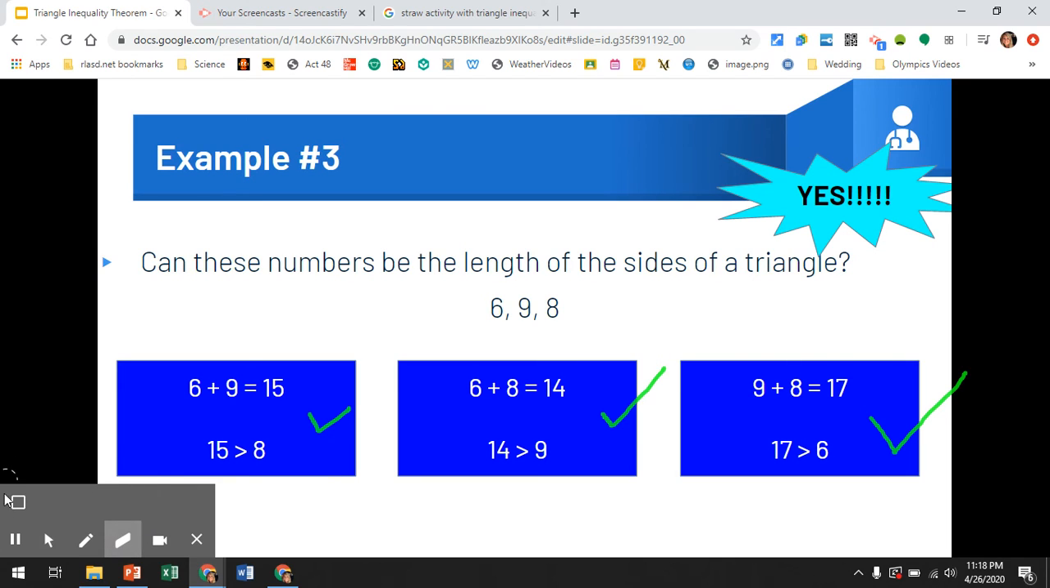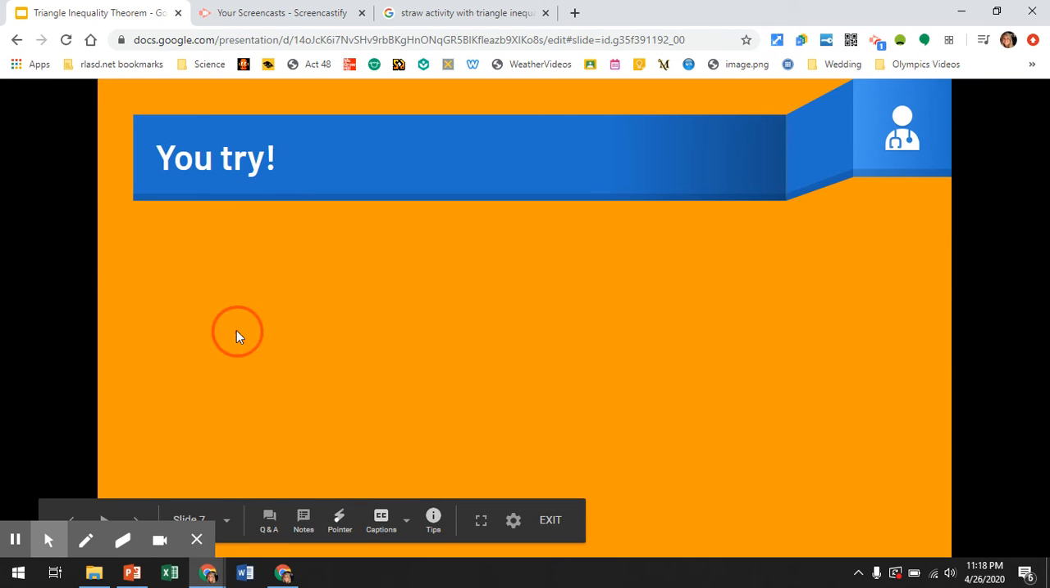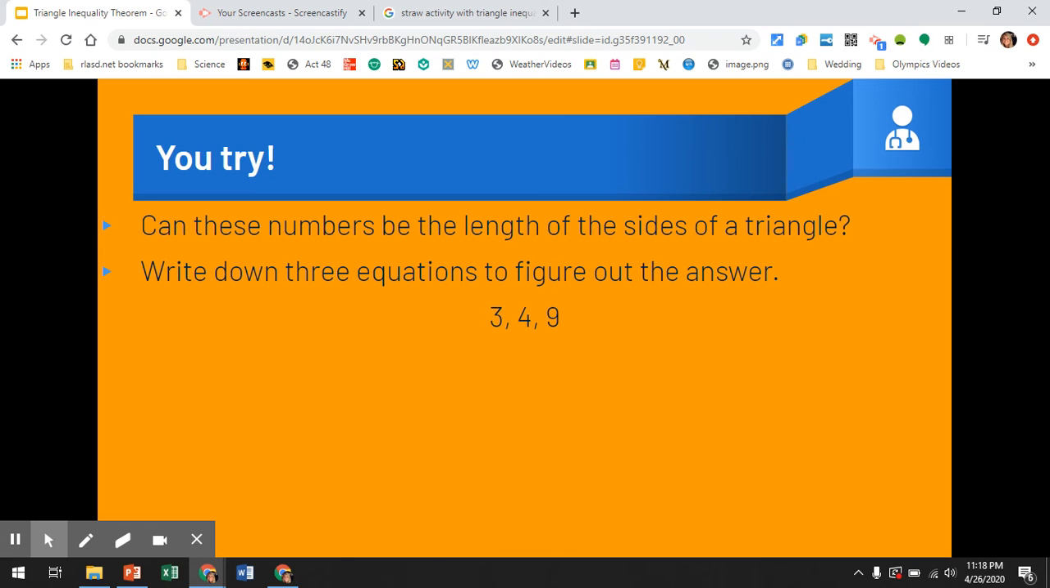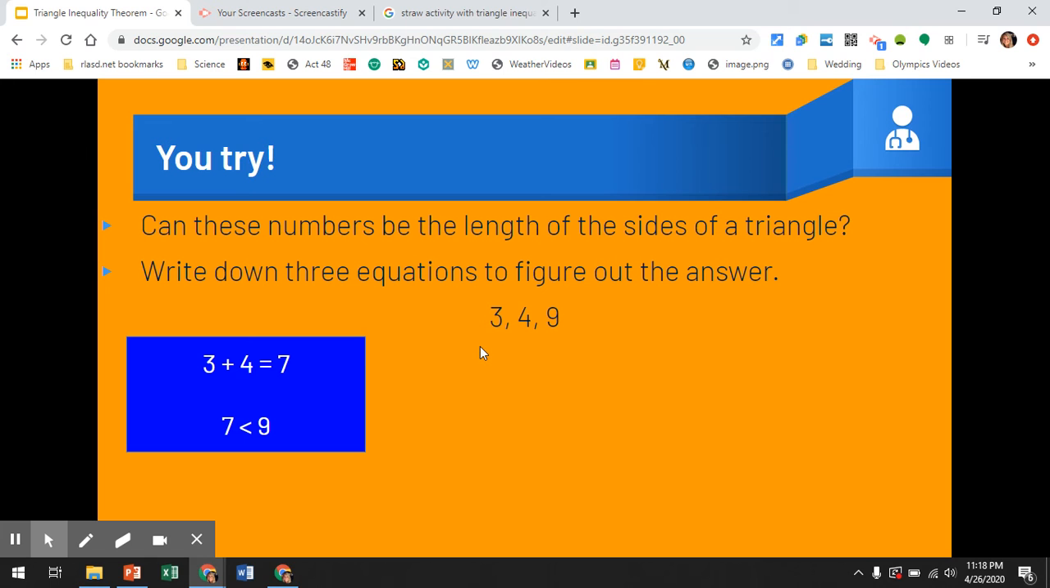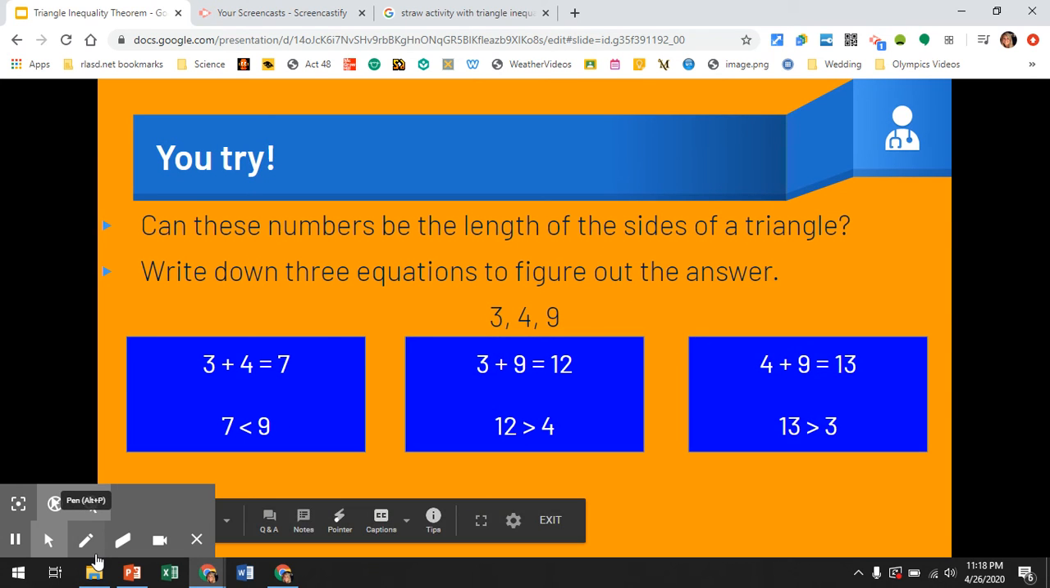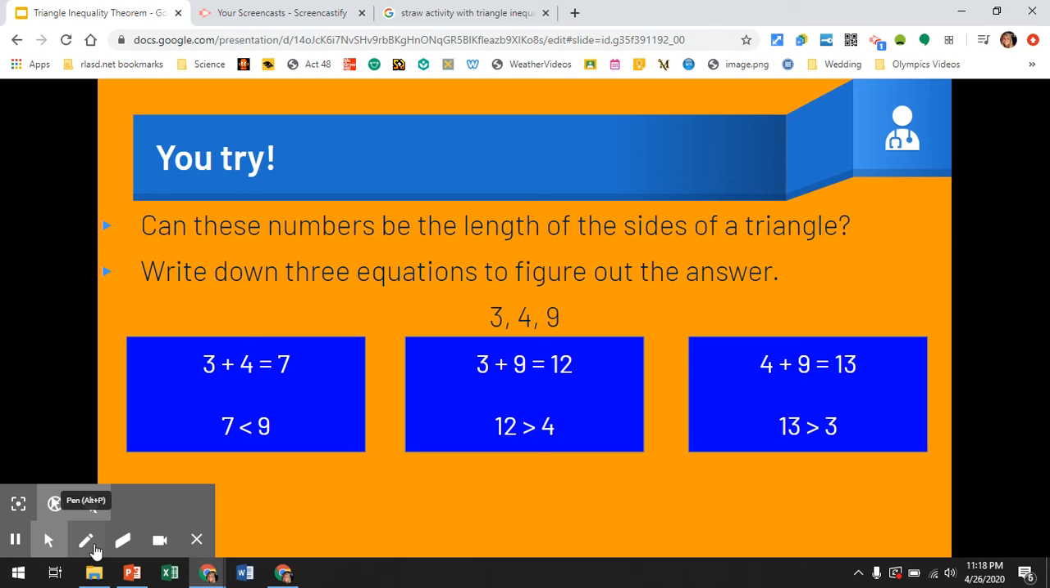Now that we've done 3 examples together, I'd like you to try this next one on your own. Can these numbers be the length of the sides of a triangle? You're going to write down 3 equations to figure out this answer. These are the 3 equations you should have come up with: 3 plus 4 equals 7, 3 plus 9 equals 12, and 4 plus 9 equals 13.